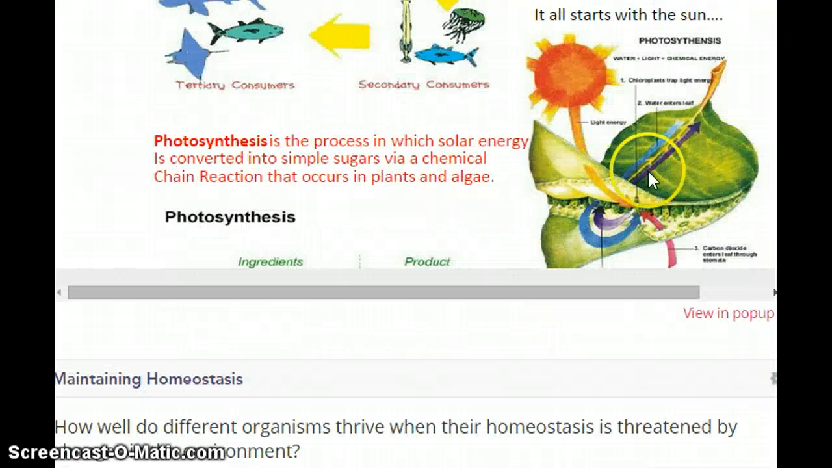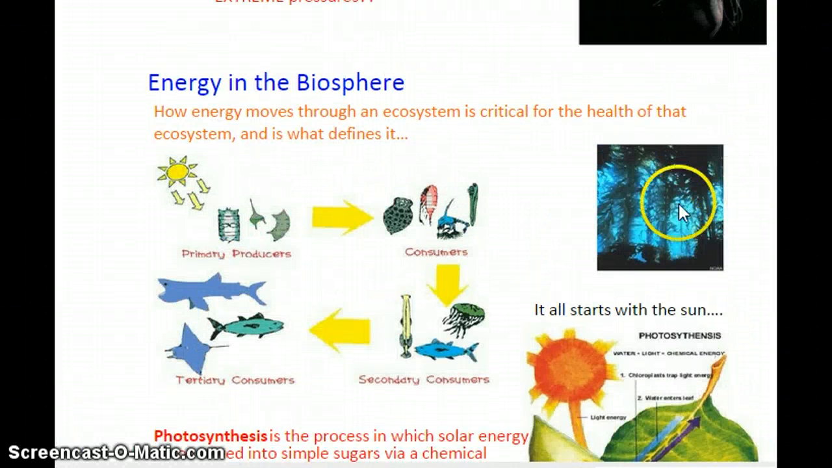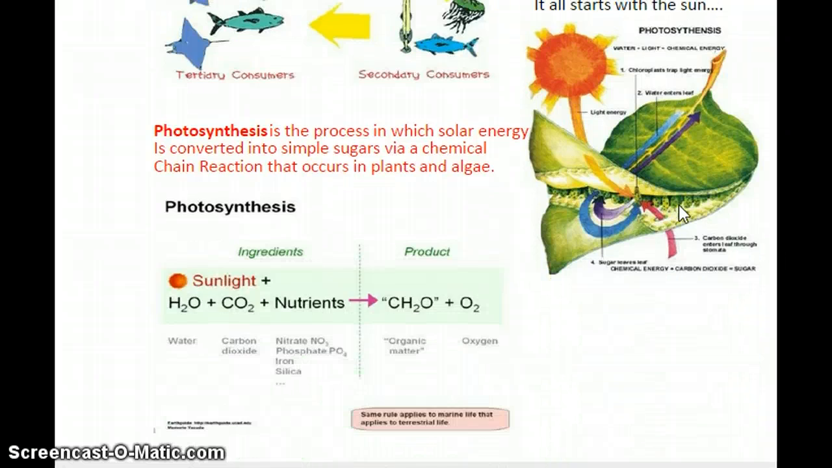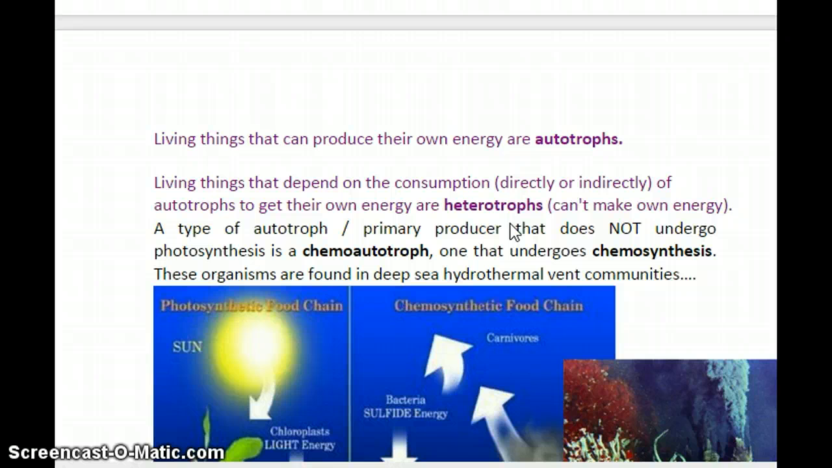So it starts with the sun, and a little review of photosynthesis. We won't get into it too much because you've seen this before. But, oops, let me get back in the frame there. Okay. Photosynthesis has a pretty basic formula. You have sunlight, water, and carbon dioxide, plus nutrients that plants take up through the soil. And it's converted into sugars and oxygen. Oxygen is the waste product for plants.